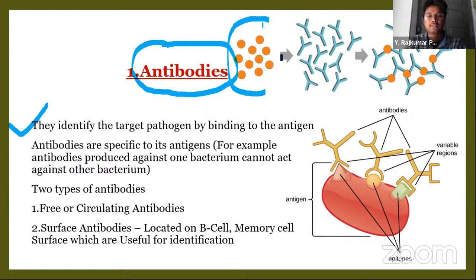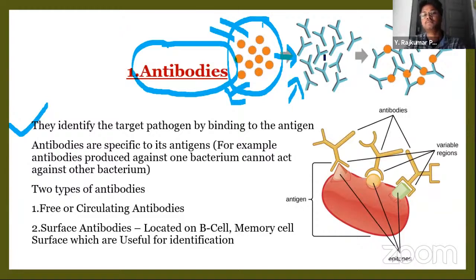So here in the picture you can see these are the disease causing microorganisms, maybe bacteria or maybe virus. Let's say take it as a coronavirus. So these viruses or bacteria, when they invade our body, B lymphocytes of our body produce the Y shaped antibodies. These antibodies attach to the surface of the antigens, nothing but the pathogens, as you can see in the picture, and eventually it kills them.